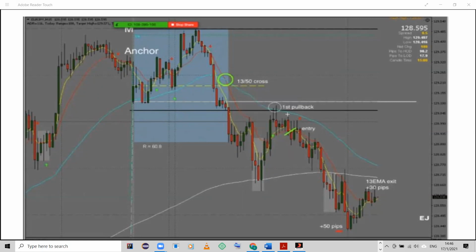So this pullback must be within 25 pips to 50 pips. After rejection, usually it's done by 1 pip, but on this particular trade, the first pullback gave us 2 pips off the 50. After that happens, what are we now looking for? We're now looking for our confirmations. And those confirmations are our candlestick patterns.